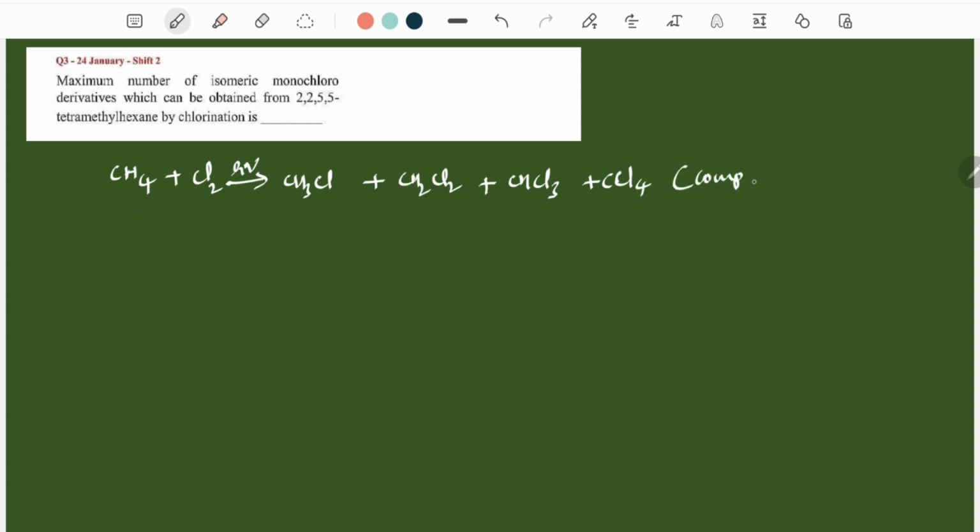Complete chlorination. This is the product, CCl4 is the product. So here it is asking about monochlorination. Monochlorination means this is the monochlorinated product. It is a monochlorinated product.